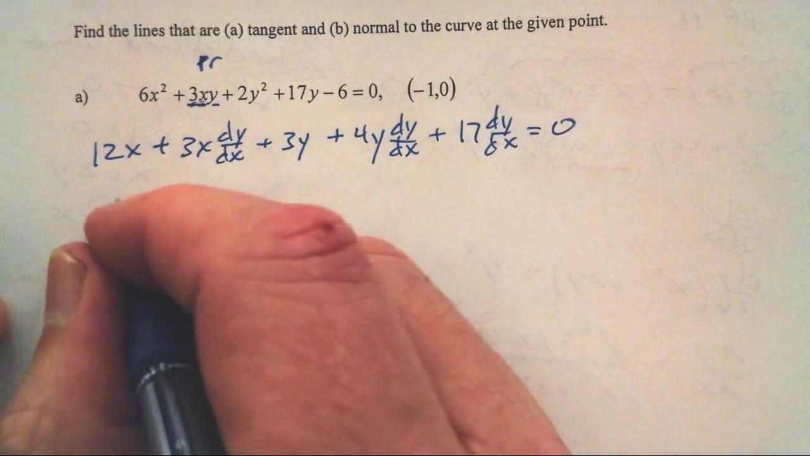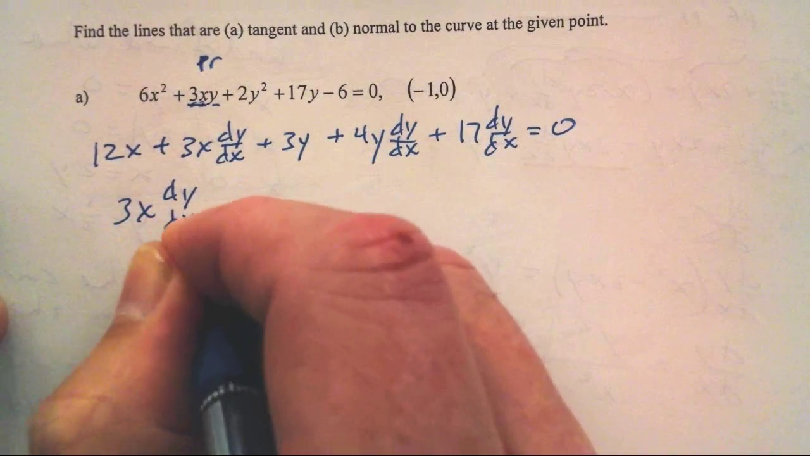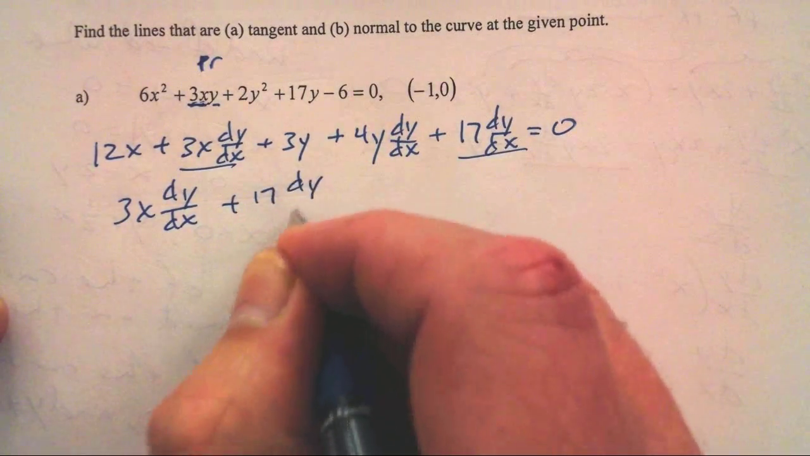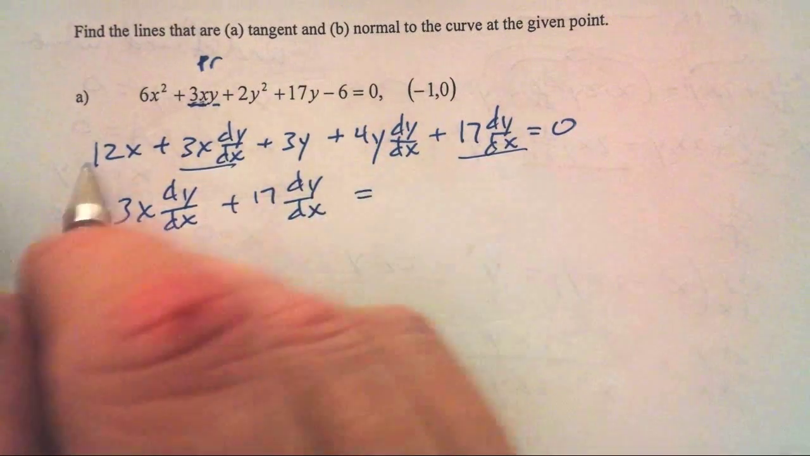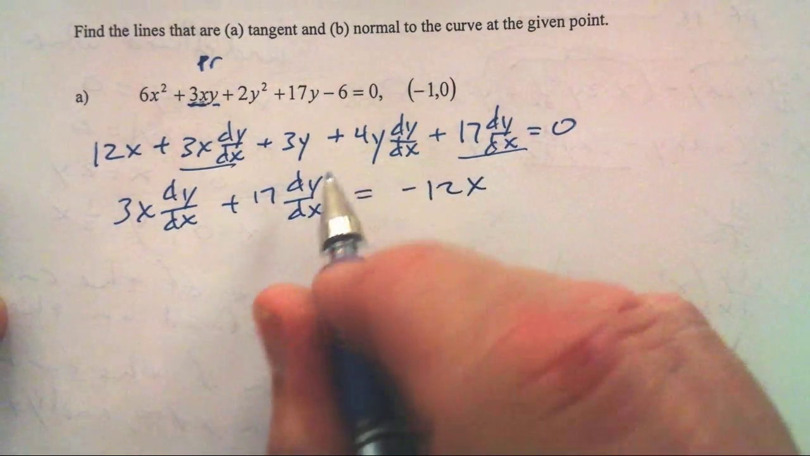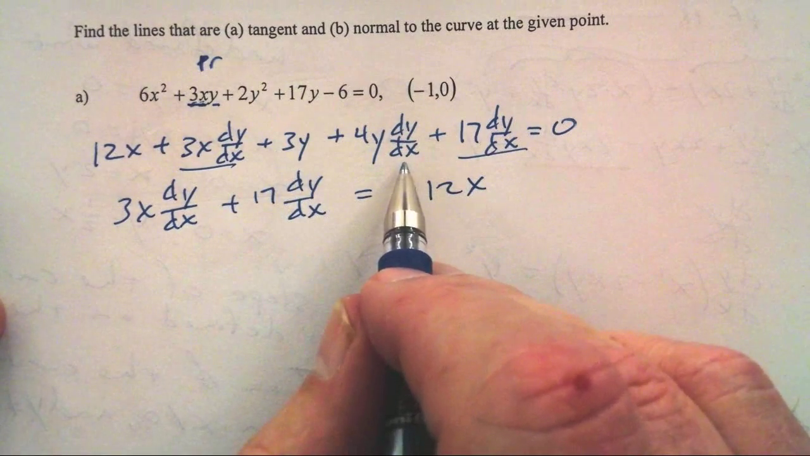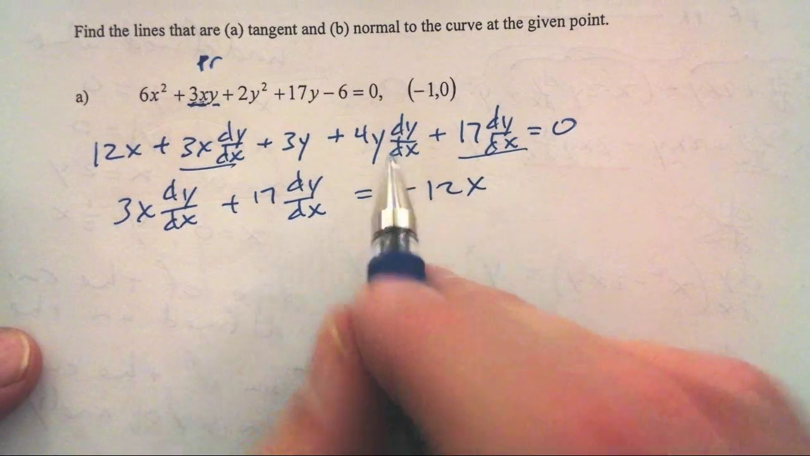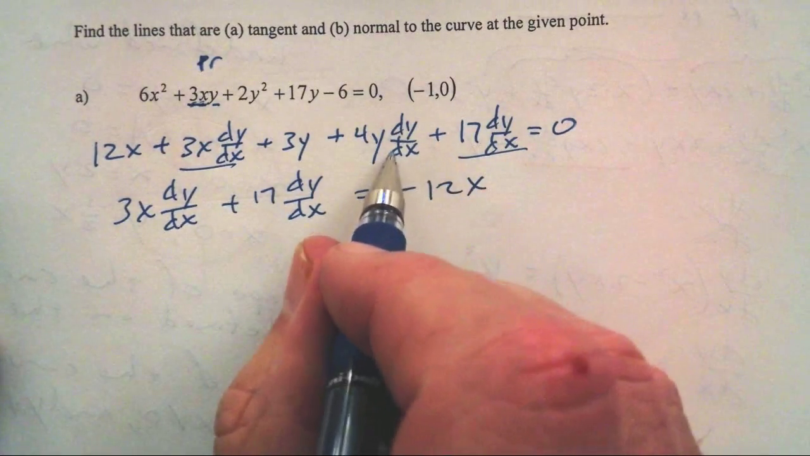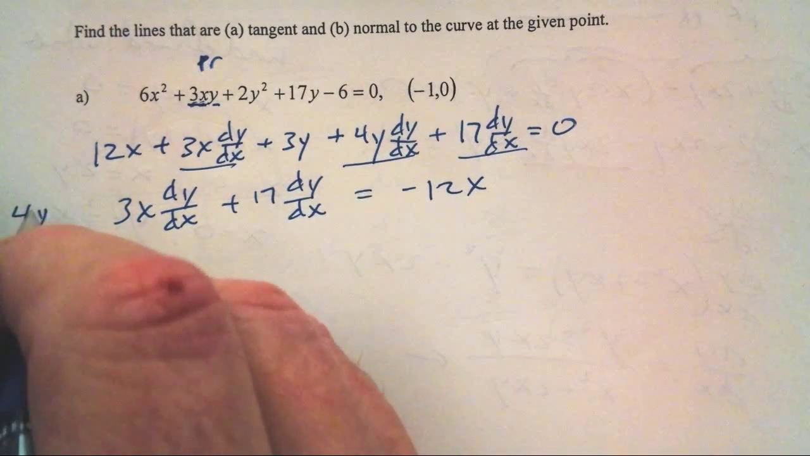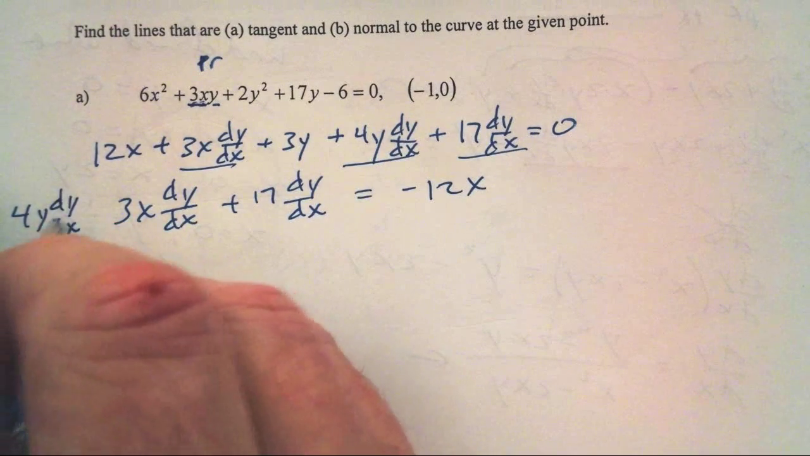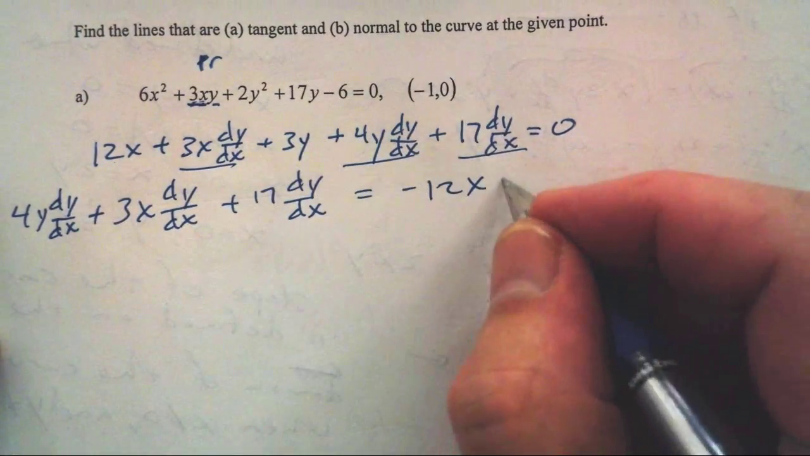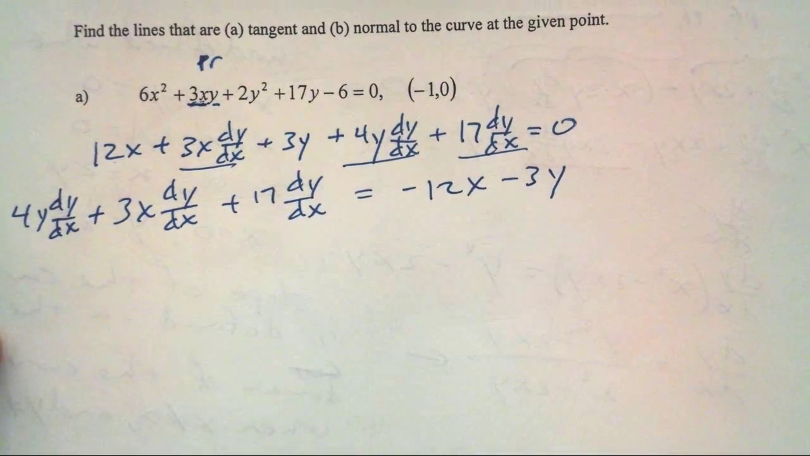Group our dy/dx's. 3x dy/dx stays, plus 17 dy/dx stays, 12x goes, minus 12x. Oh, we got another dy/dx here. Did I do that right? 17 dy/dx, yep, I sure did. So we got another dy/dx, my fault on that. I've got a 4y dy/dx also here. And what goes? 12x goes, and I subtract 3y as well on both sides.